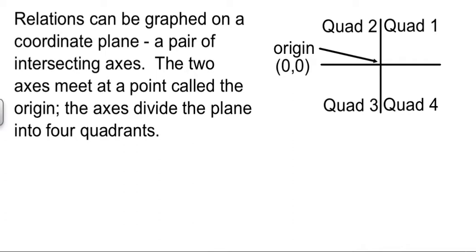Now, relations can typically be graphed on a coordinate plane. And all that is something you're familiar with. You've seen it before, the XY graph. It's just a pair of intersecting axes. You've got the x-axis going across. You've got the y-axis going up and down. They meet at a certain point we call the origin that has coordinates of 0 and 0. And they divide the plane into 4 quadrants. Quadrant 1 is in the upper right, and then we proceed in a counterclockwise order around to quadrant 2, 3, and 4.